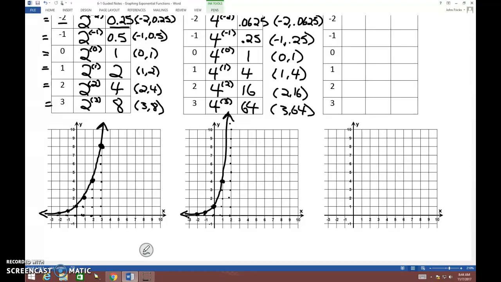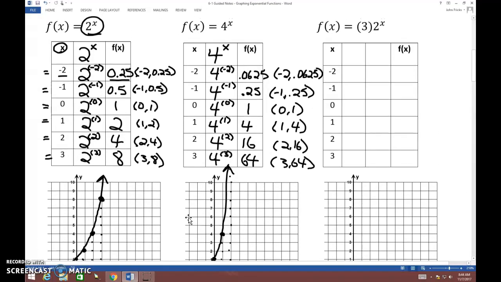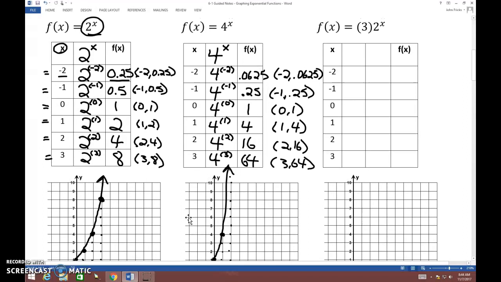All right. So then the last problem I want you to look at is I want you to go ahead and see if you can work the last one. We're going to go through it a lot quicker, but see if you can go ahead and work the last problem out, and then we'll come back and we'll talk about 3 times 2 to the x power.